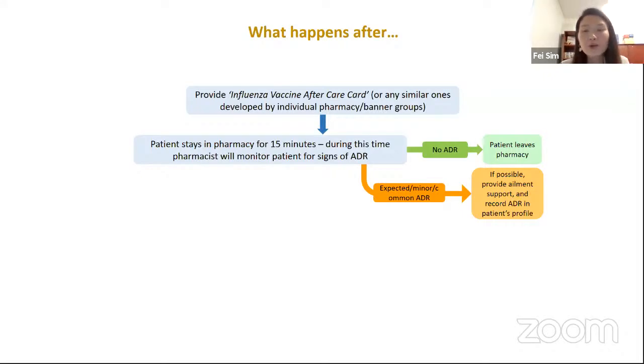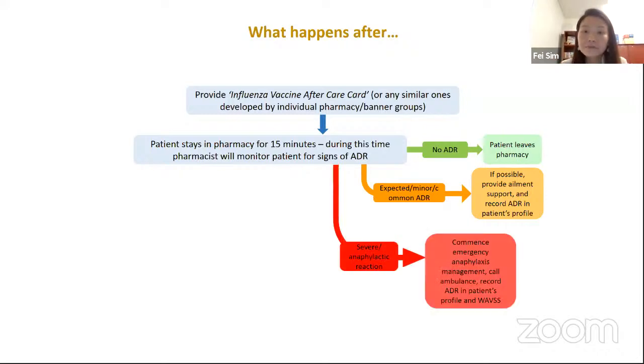So that would include, for example, asking them to take paracetamol or Panadol to help with the pain, or asking them to use ice packs because ice will reduce the swelling and the redness on their skin as a result of local injection site reaction. And the pharmacist would then document this onto their profile.